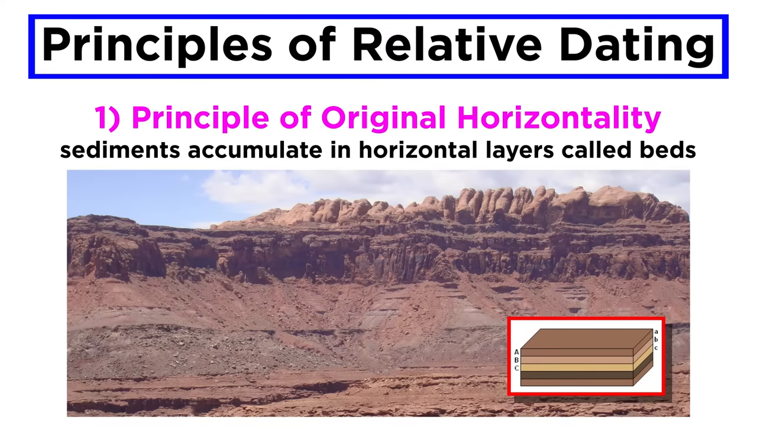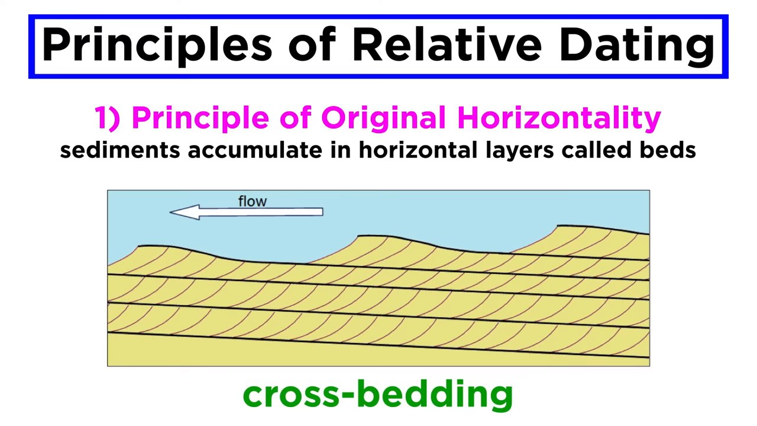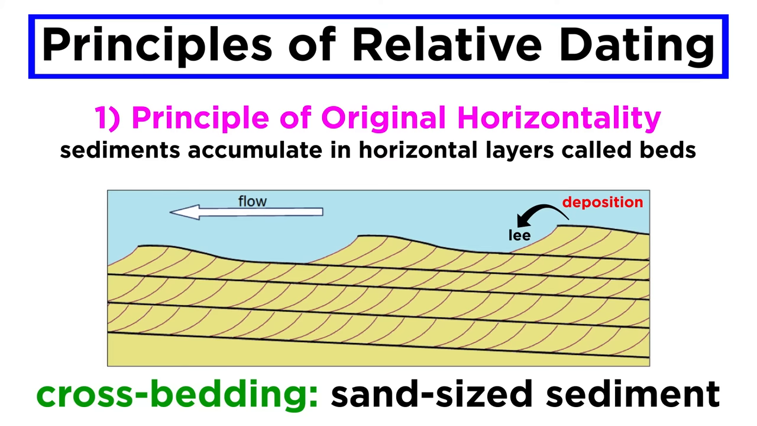The principle of original horizontality states that sediments accumulate in horizontal layers called beds, though some sand layers that are deposited as dunes may be inclined as much as 35 degrees. This is called crossbedding. In cross-bedded sedimentary rocks, the sediment is deposited in sets at the angle of repose on the lee side of dunes and ripples, which explains their inclination. In addition, only sand-sized sediment can form cross-beds.